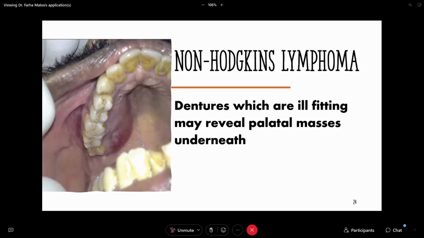Now, let us look at some malignant diseases. Non-Hodgkin's lymphoma is a malignant disease affecting the lymphatic cells anywhere in the body, unlike Hodgkin's, which is typically found in the head and the neck. Patients with non-Hodgkin's lymphoma will bring in the classic presentation of ill-fitting dentures, or dentures which are not fitting properly. This is because of the palatal masses, which are common in non-Hodgkin's lymphoma.